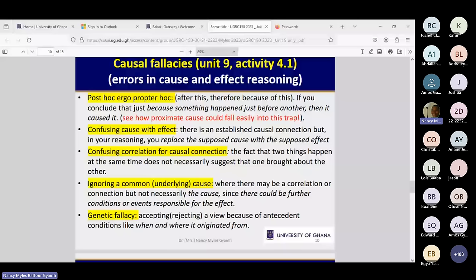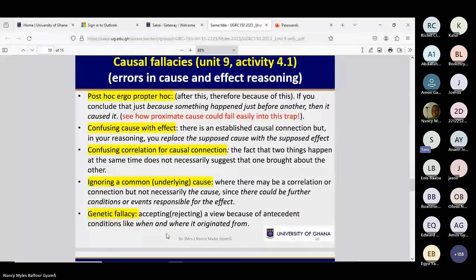Ignoring a common underlying cause, where there may be a correlation or connection, but not necessarily a cause, since there could be further conditions or effect events responsible for the effect. Very good. Here, there is a possible causal connection, but that one is not the only one that could yield the effect.